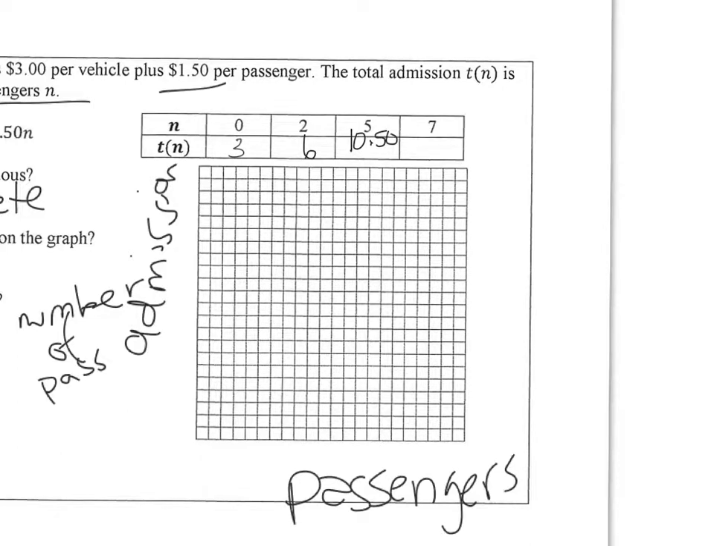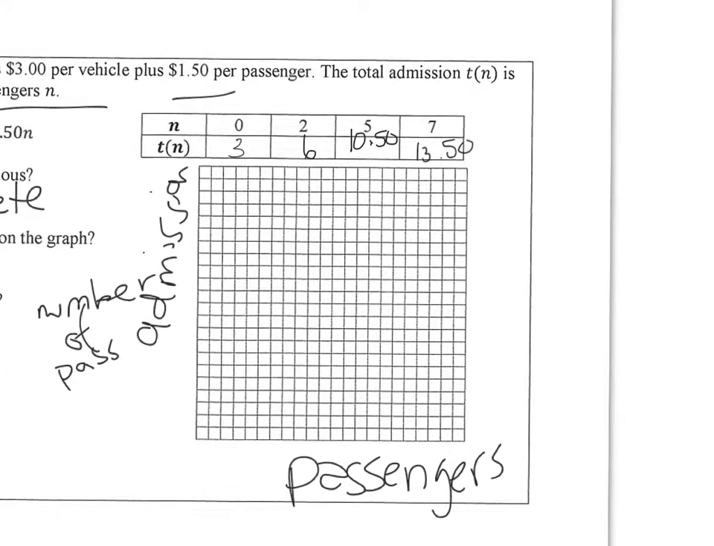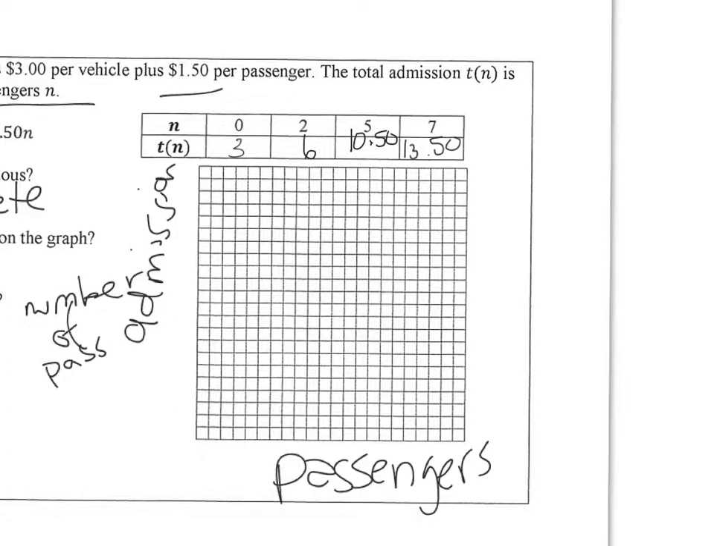And then if you have 7 passengers, well, 6 passengers will be $9. So this will be $10.50 plus the cost of the car, which will be $13.50. So we're gonna make sure our scale includes 0 to 7 and then 3 to 13.50.